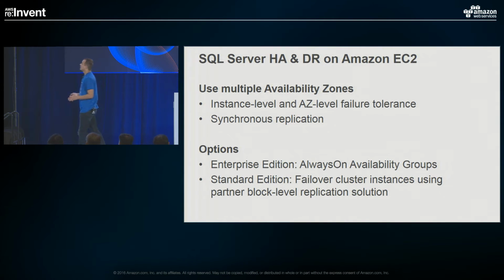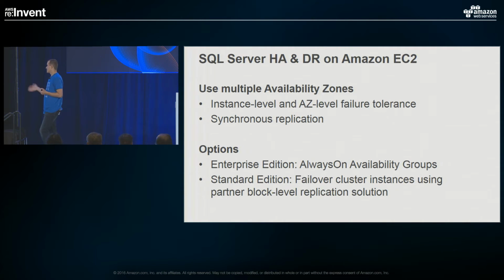So we've talked a little bit about high availability. From a high availability perspective, I can't stress enough the key advantage that multiple availability zones offer. This is really game-changing. You can tolerate not only instance-level failures, but entire data center failures. And the latency between availability zones is low enough to pretty much make synchronous replication the norm for these types of deployment. And the options you have really depend on the edition.